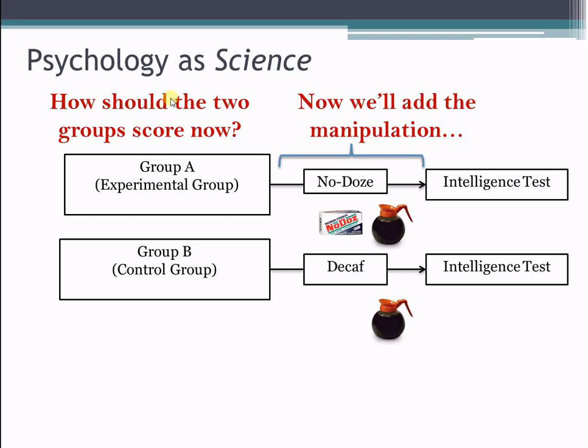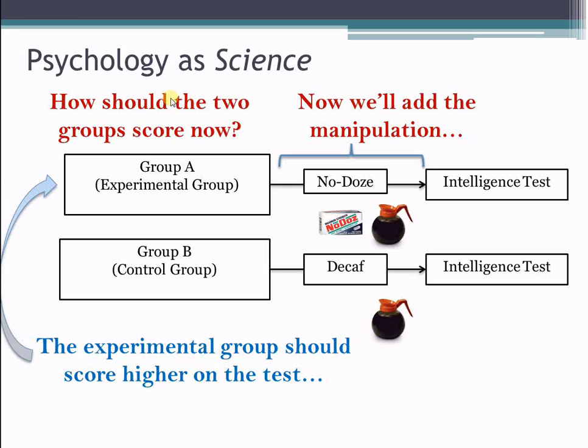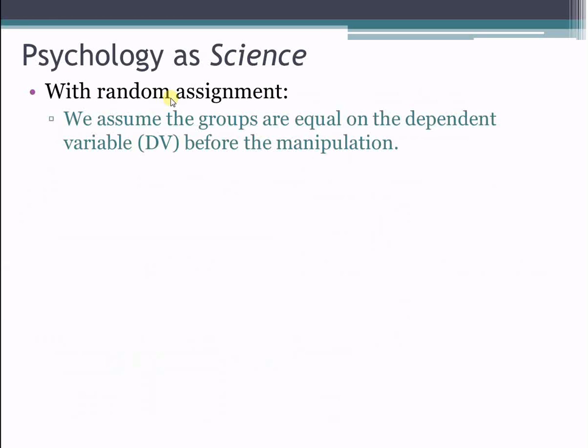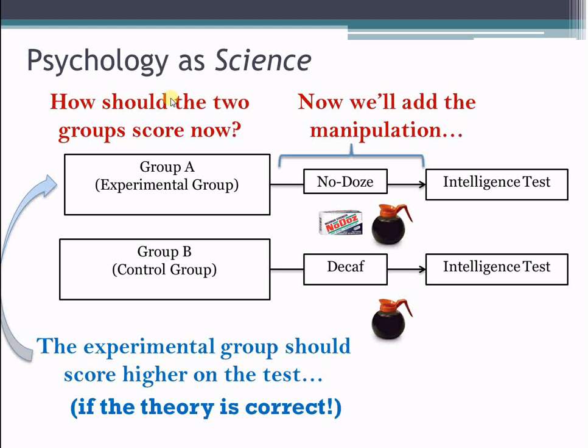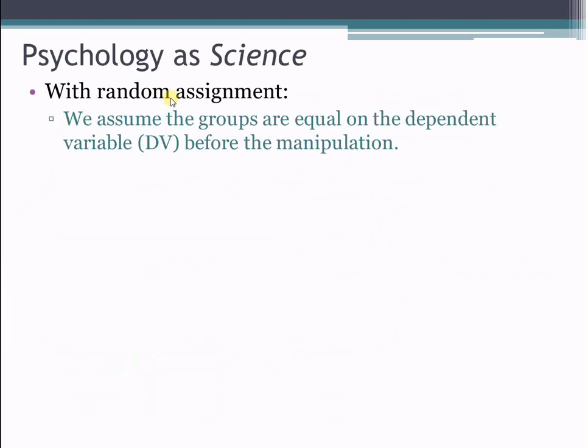After the manipulation, both groups take the intelligence test. Right? And the question I ask is, if our hypothesis is correct, what would we predict about how the groups would score now? Many of you, hopefully, are probably thinking that, well, if our hypothesis is correct, then the experimental group should score higher on the test than the control group, right? And this is why we are able to determine causality, right? Because if the two groups are equal on intelligence before the experiment, and the only difference between the two groups is the presence or absence of our independent variable, or the levels of our independent variable, then we can say with some degree of certainty, well, the presence of caffeine must have caused that increase in intelligence, right?